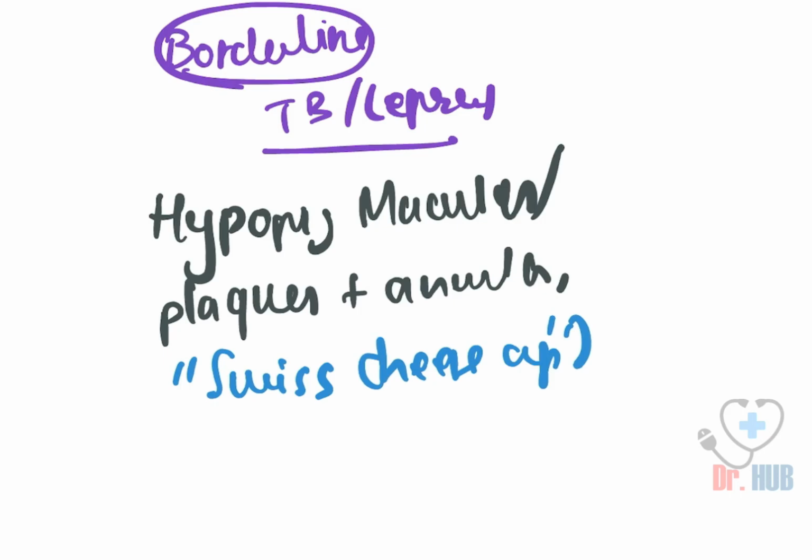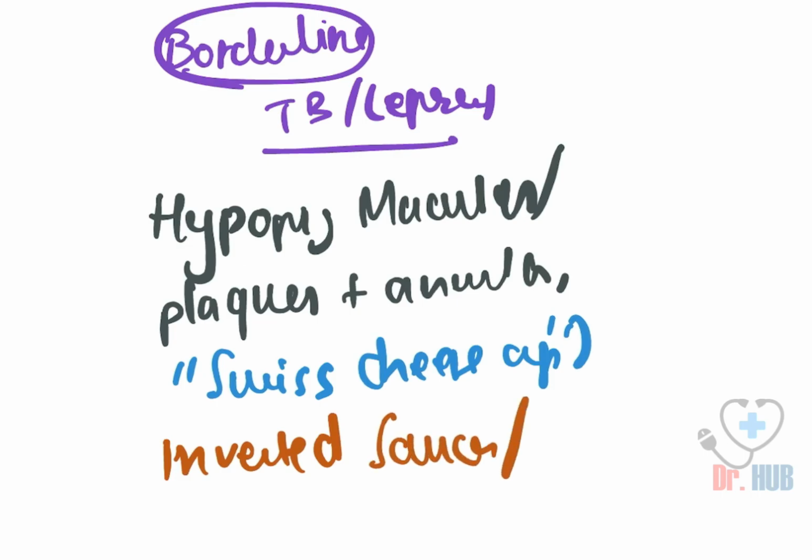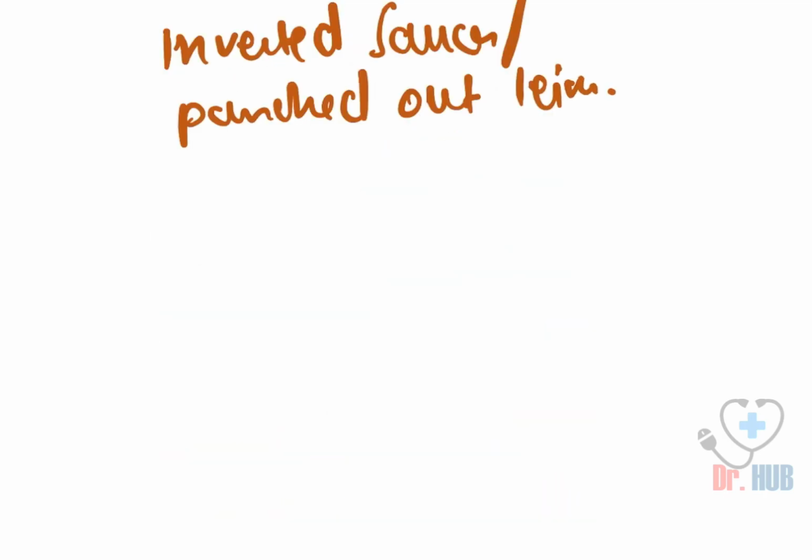They are nothing but inverted saucers along with a punched out lesion. And what about the number? The number is about 10 to 30.